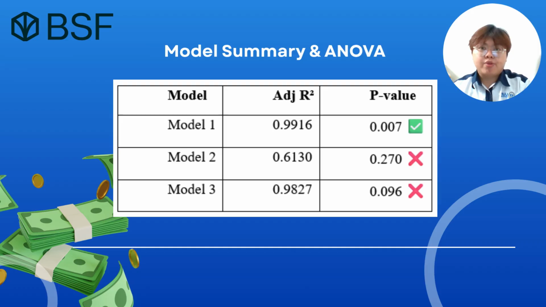For ANOVA, only Model 1 is significant because its p-value is 0.007, which is less than 0.05. Model 2 and Model 3 are not significant because their p-values are above 0.05. This indicates that internal factors are more important than external factors in explaining credit risk.